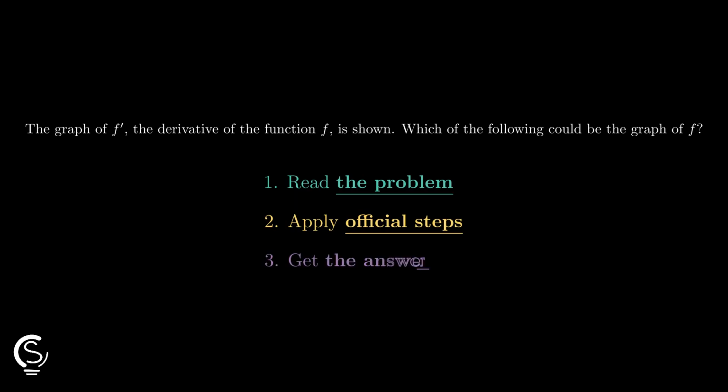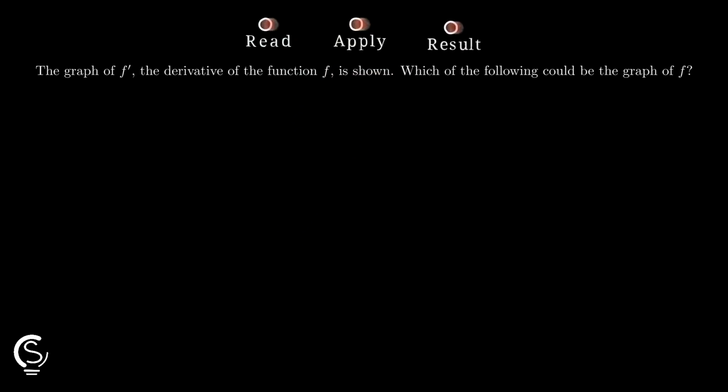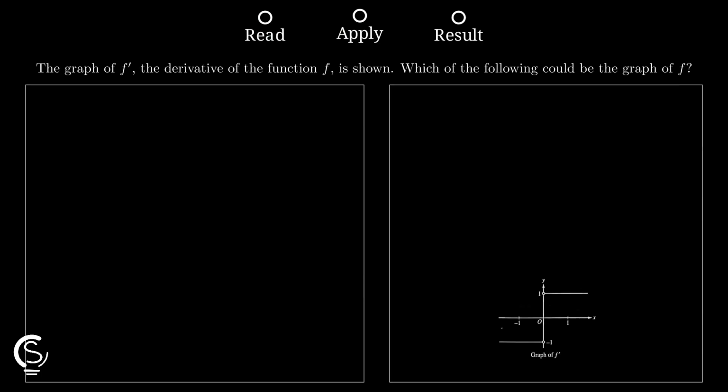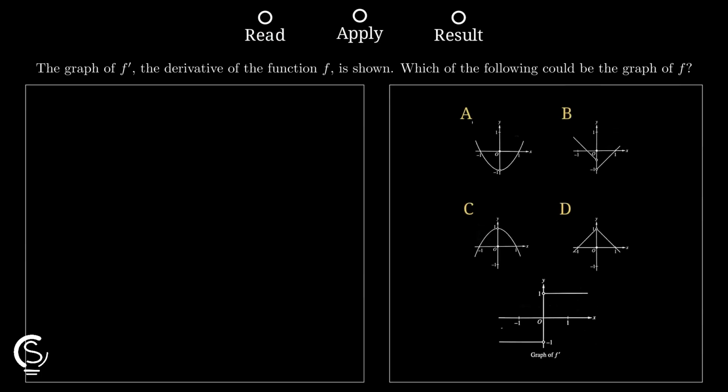Let's level up. Derivative graphs are clue machines, and this one lets you match the original function fast by tracking what f is doing from f prime. The graph of f prime tells you where the original function increases, decreases, or flattens out, because positive derivative means rising, negative derivative means falling, and zero derivative means horizontal tangent.